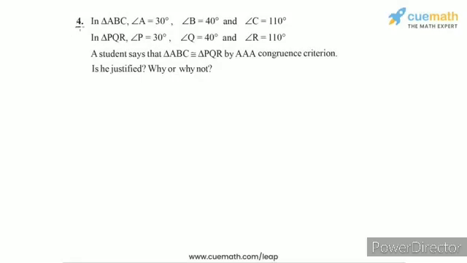In question 4 of this exercise, here's what the question says. In triangle ABC, angle A is equal to 30 degrees, angle B is equal to 40 degrees, and angle C is equal to 110 degrees. In triangle PQR, angle P is equal to 30 degrees, angle Q is equal to 40 degrees, and angle R is equal to 110 degrees. So we see that in the two triangles, angle A is equal to angle P, angle B is equal to angle Q, and angle C is equal to angle R. So the corresponding angles are equal.